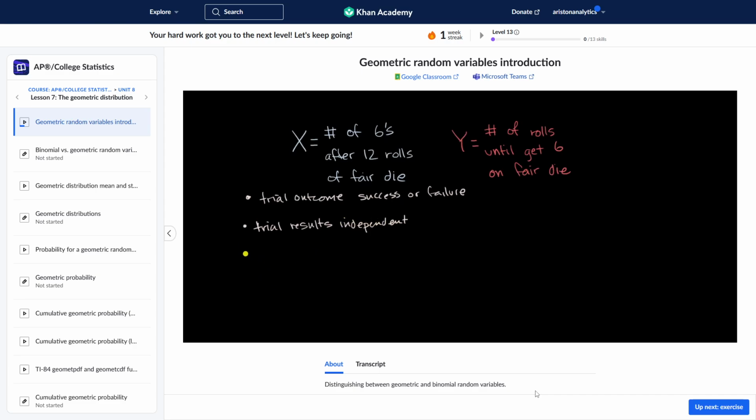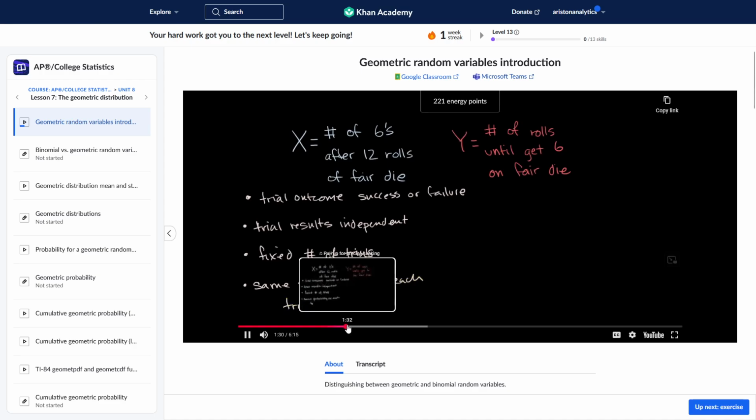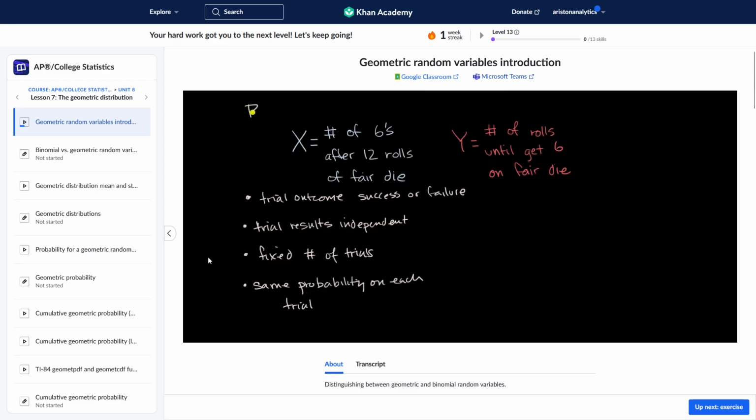Let's see, there are a fixed number of trials. In this case, we're going to have 12 trials. And then the last one is we have the same probability of success on each trial. So yes, indeed, this met all of the conditions for being a binomial random variable. And this was all just a little bit of review about things that we have talked about in other videos.